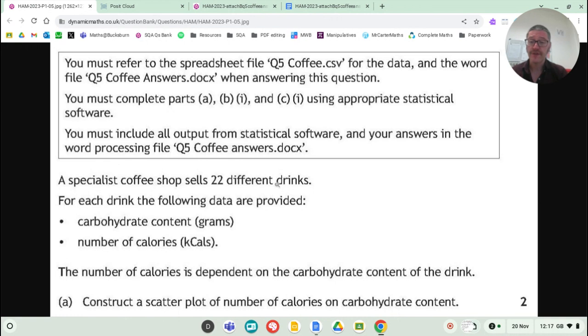So we've got a specialist coffee shop that sells 22 different drinks. For each drink, the following data are provided: carbohydrate content in grams and the number of calories in kcals. The number of calories is dependent on the carbohydrate content of the drink. And then we've been told to construct a scatter plot of number of calories on carbohydrate content. The number of calories is dependent on the carbohydrate content. This means the carbohydrate content will need to go along the x-axis.